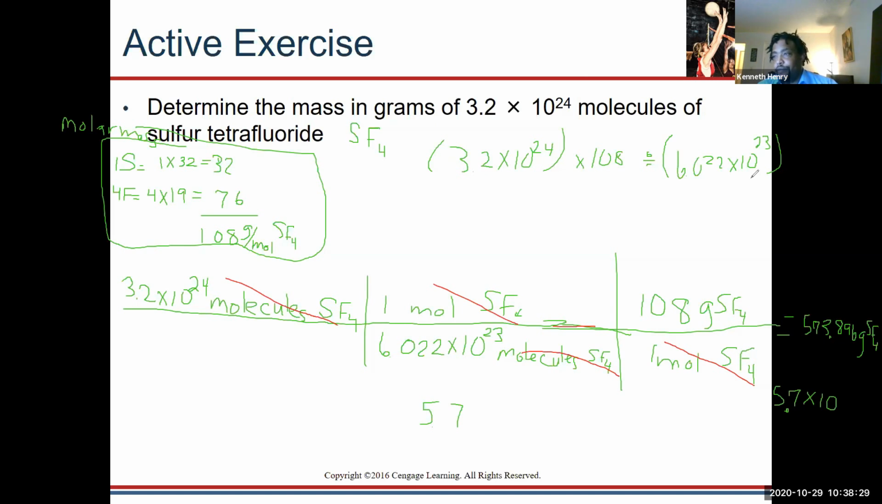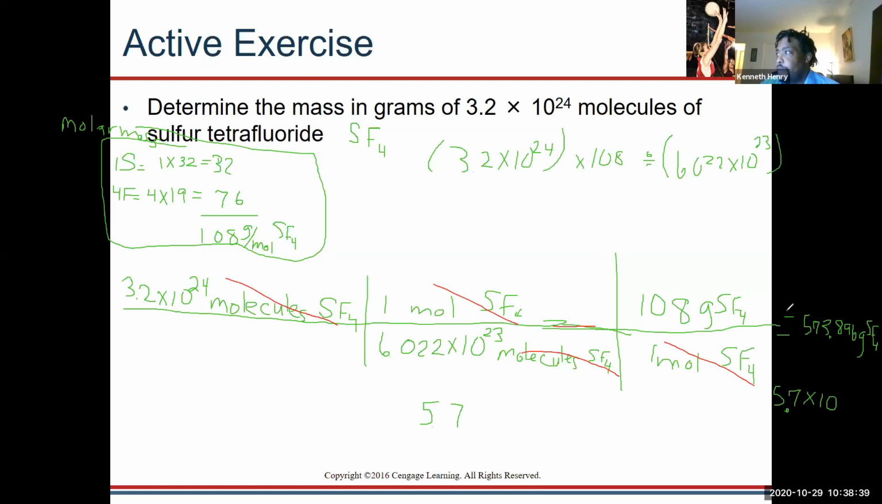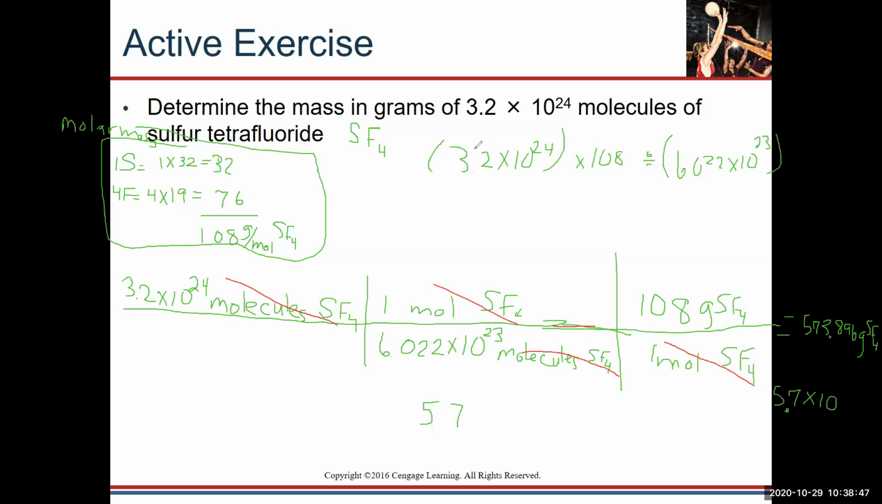Did you try it that way? Yeah, and I got 5.7, and then there's no times 10 to anything. It should be 5.7. And you did multiply it by 108, right? Yeah, but it's just not putting the times 10. It shows me all the numbers.